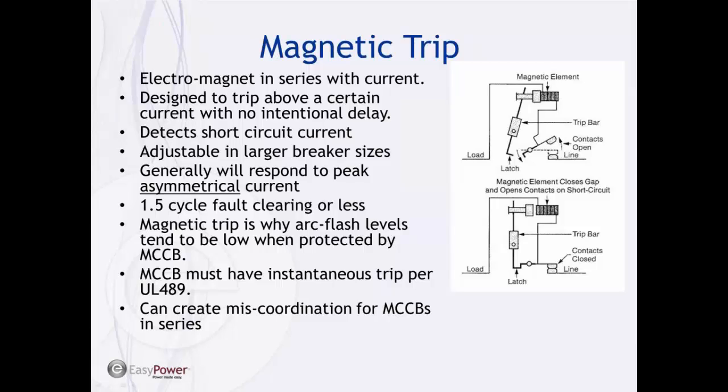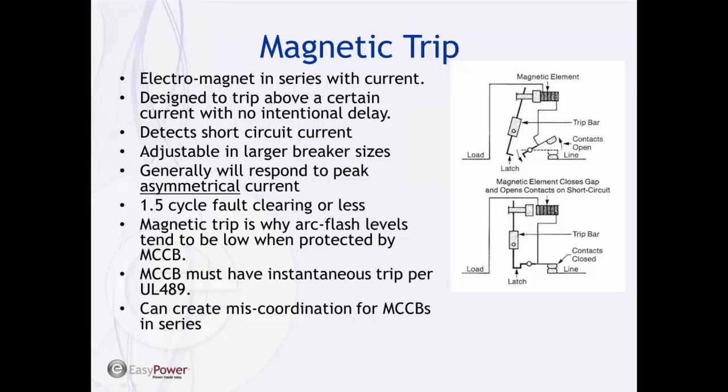All right, so let's talk now about the magnetic trip. That is basically like a solenoid, an electromagnet that the current passes through. Again, from this old Westinghouse diagram I borrowed, we have the line current passing through this coil and then out to the load.